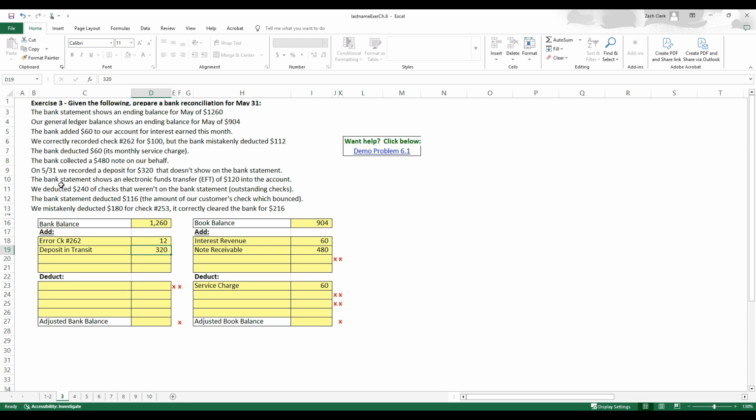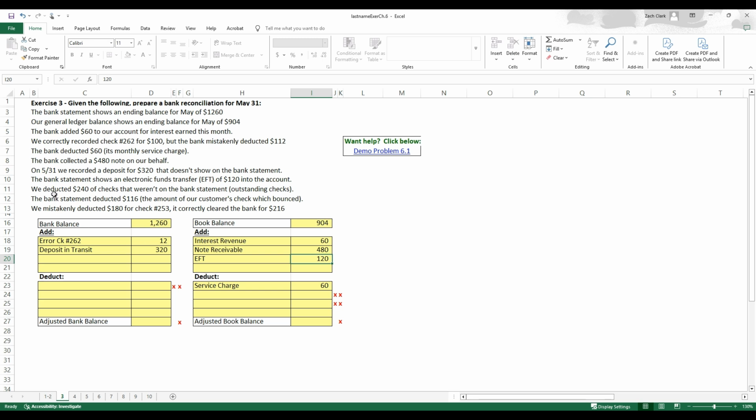Okay, on May 31st, we recorded a deposit for $320. That doesn't show on the bank statement. So we need to, sorry, that was the same one we just did. The bank statement shows an EFT funds transfer of $120 into the account. So this is, again, an increase, and we'll say EFT, so a payment to our account that was recorded by the bank, but we didn't know that the accounting needed to be done yet, or that we had a receipt until we looked at our bank statement.